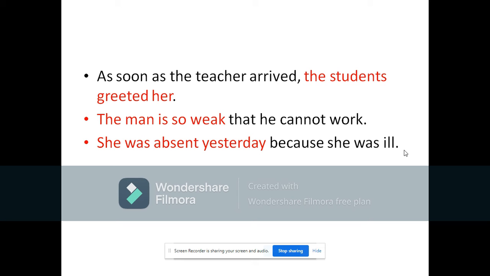The man is so weak that he cannot work. The man is so weak. It is a main clause. That he cannot work. It is a subordinate clause.